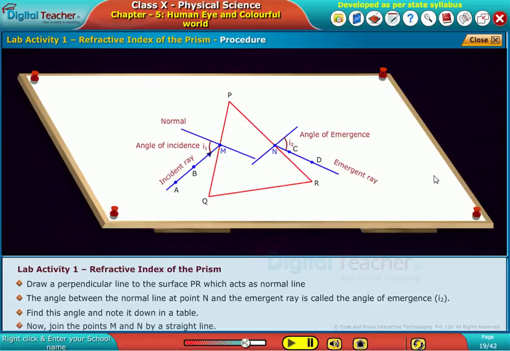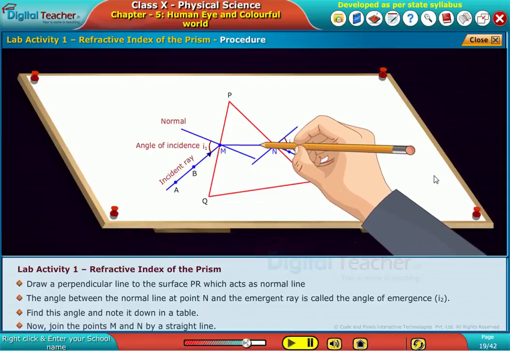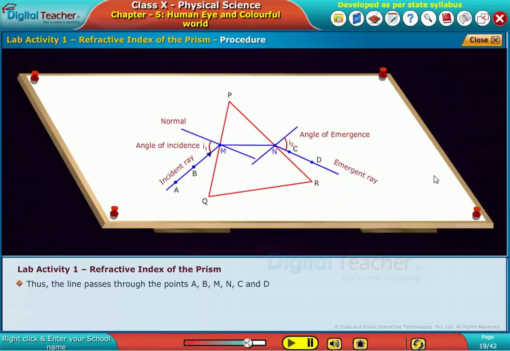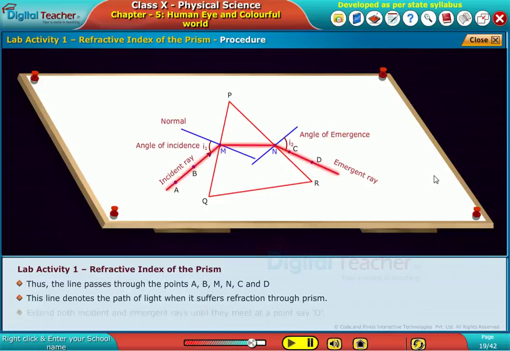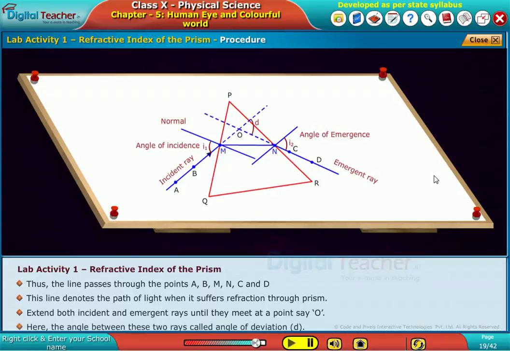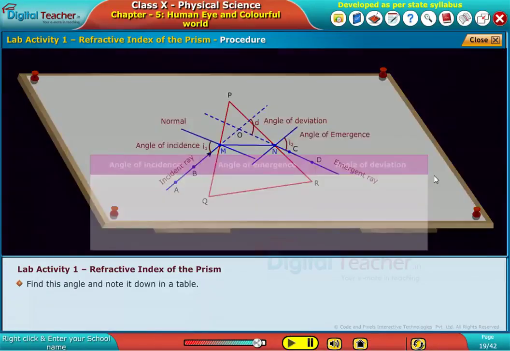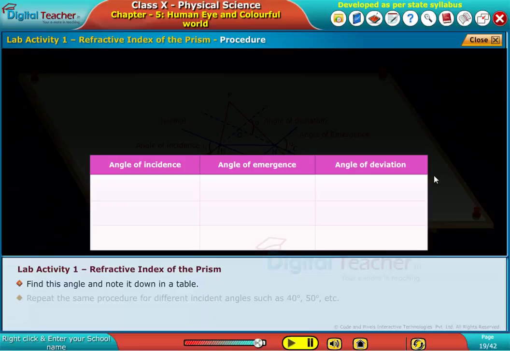Now join the points M and N by a straight line. Thus, the line passes through the points A, B, M, N, C and D. This line denotes the path of light when it suffers refraction through prism. Extend both incident and emergent rays until they meet at a point, say O. Here the angle between these two rays is called angle of deviation D. Find this angle and note it down in a table.